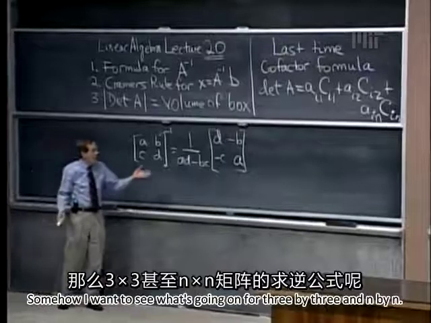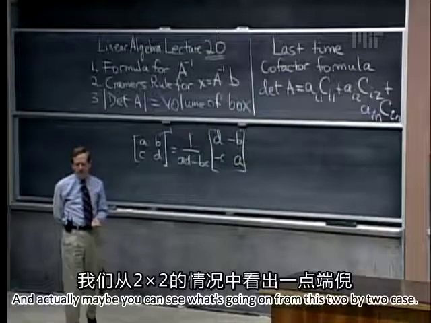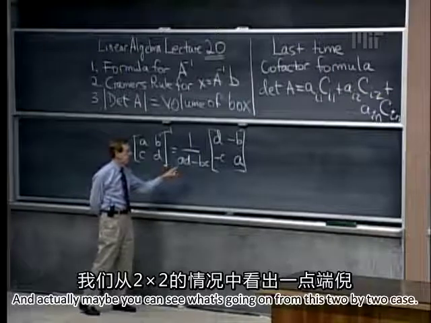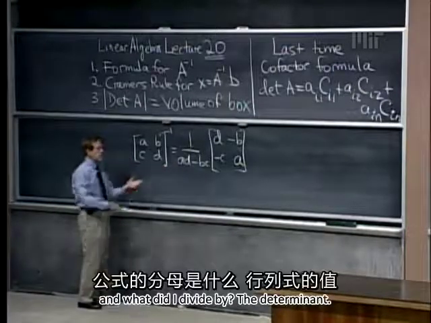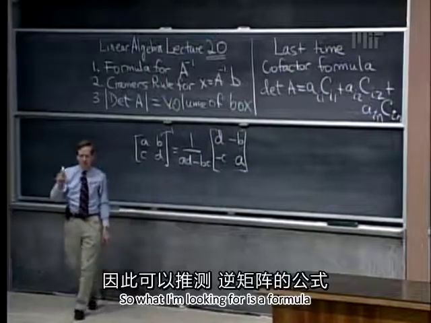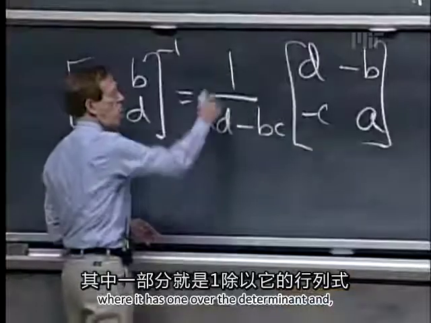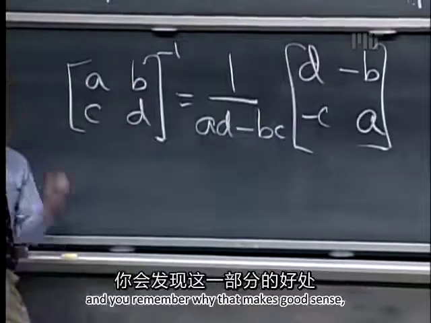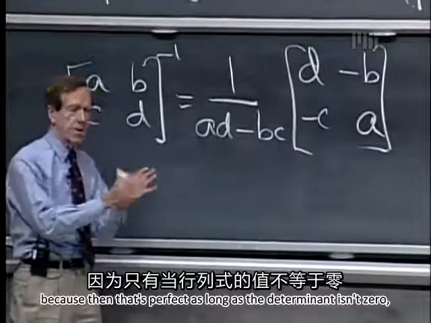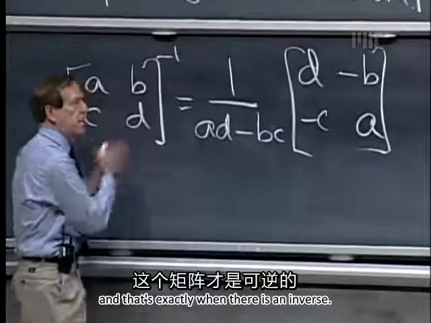Somehow, I want to see what's going on for 3 by 3 and n by n. And actually, maybe you can see what's going on from this 2 by 2 case. So there's a formula for the inverse. And what did I divide by? The determinant. So what I'm looking for is a formula where it has 1 over the determinant. And you remember why that makes good sense, because then that's perfect as long as the determinant isn't 0. And that's exactly when there is an inverse.